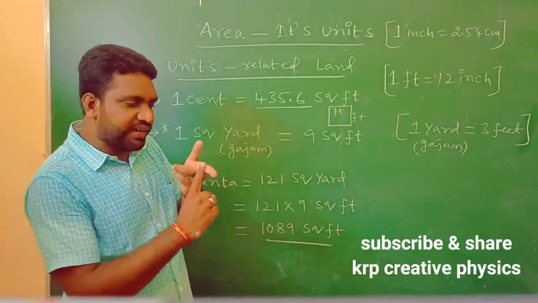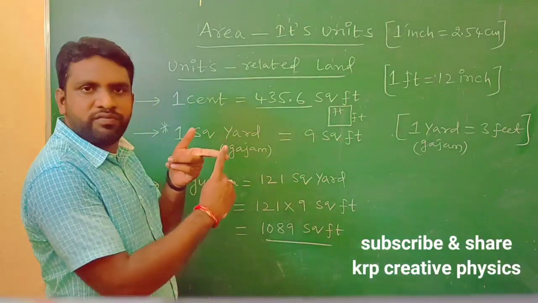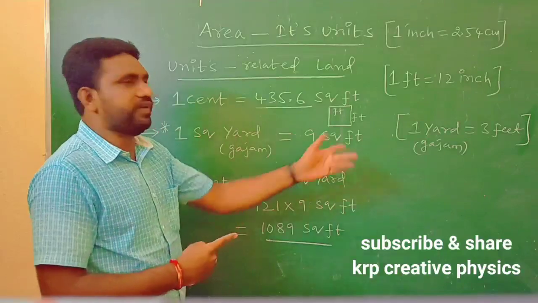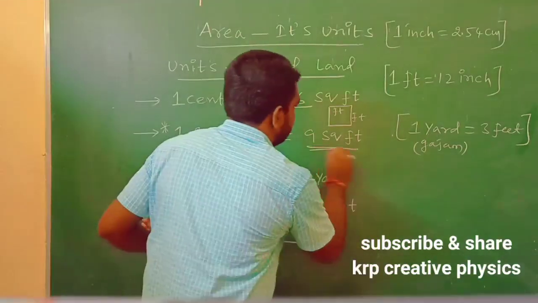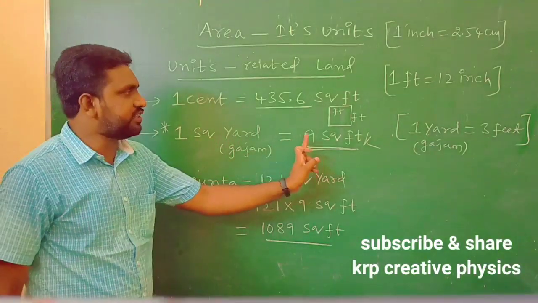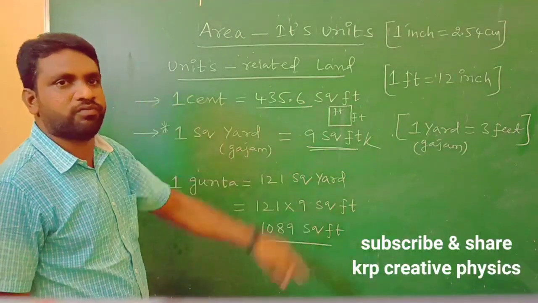So yard into yard equals what? 3 feet into 3 feet. How much? 3 into 3, 9. Feet into feet, square feet. That's it. This is what you should remember, and it is most helpful. 1 square yard or square gazam equals 9 square feet, SFT. It is very, very helpful for everyone.